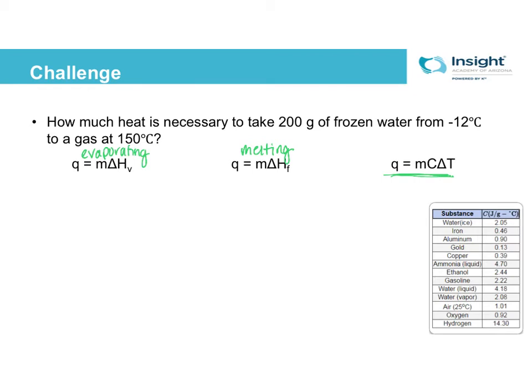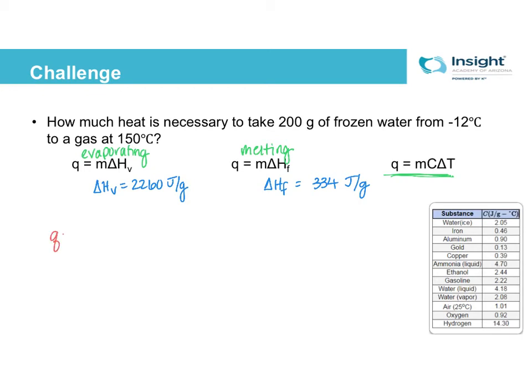One thing I forgot to write down is delta HV of water is 2260 joules per gram, and delta HF of water, which we actually know from the last one, is 334 joules per gram. Ultimately, I want you to try and see if you can get this on your own, or at least try the different parts. But there's going to be 5 steps to this.